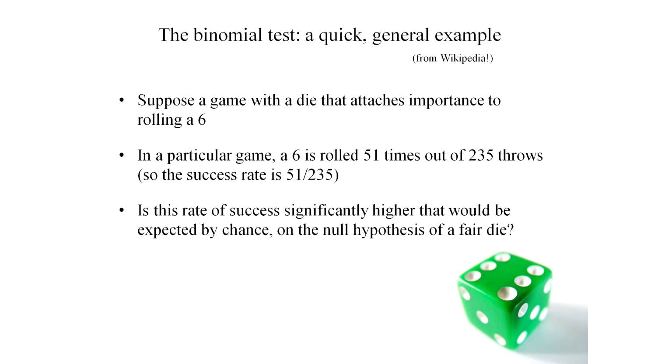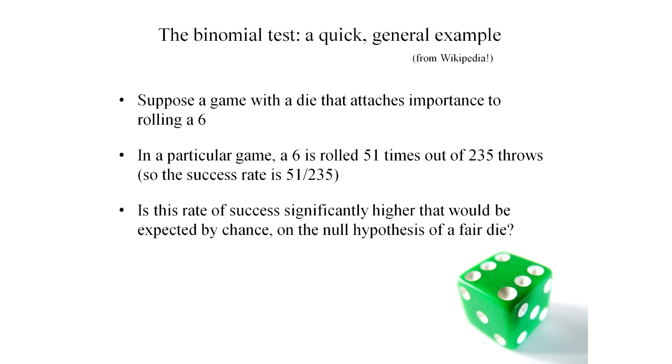I just pinched this from Wikipedia because it was as good an explanation as anywhere. Just quickly, suppose that we're working with a die. We're working with a game where getting a result of 6 when you roll the die is what you're after. That's the winning hand, if you like. And we're playing this particular game, and we roll a 6 51 times out of 235 throws. So the success rate is 51 out of 235.